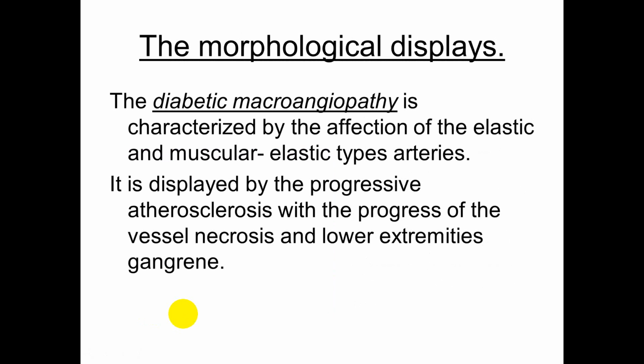Also, morphological displays of diabetes mellitus. The diabetic macroangiopathy is characterized by the affection of the elastic and muscular-elastic types of arteries. It is displayed by progressive atherosclerosis with the progress of vessel necrosis and lower extremities gangrene.